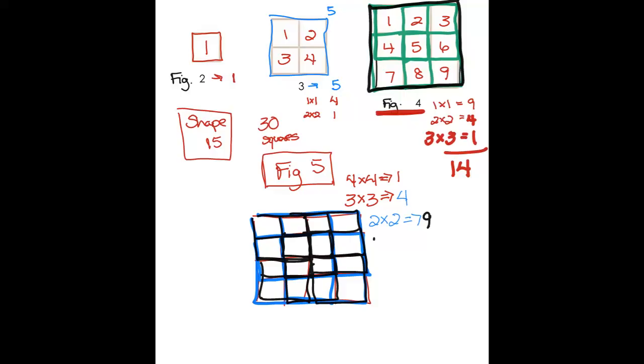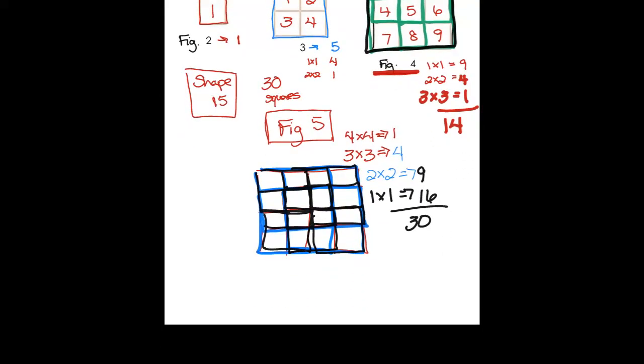And then I go by 1 by 1s. How many 1 by 1s are there? 16. So add those all together. We get 25, 29, 30.